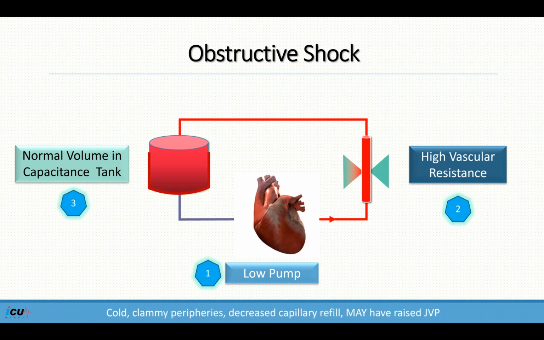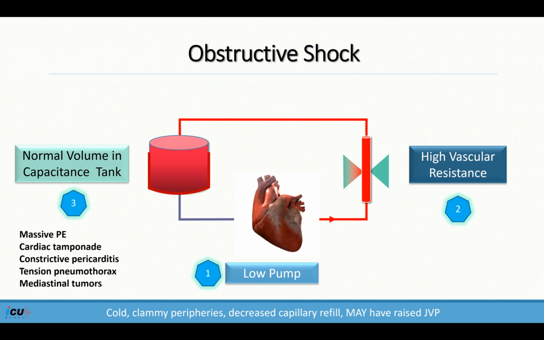Clinically, those patients have cold, clammy extremities, decreased capillary refill time, and may have raised JVP. Again, conditions that can cause obstructive shock could be massive pulmonary embolism, cardiac tamponade, constrictive pericarditis, tension pneumothorax, or mediastinal tumors. Again, what we mean here with the vascular resistance is the central vascular resistance.